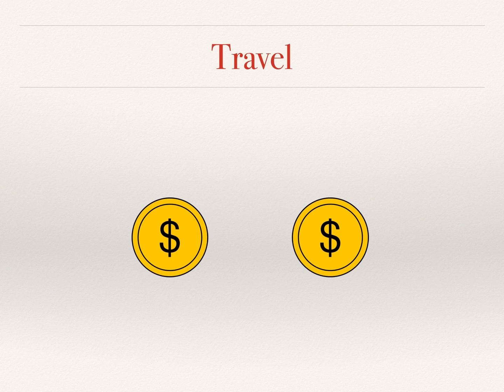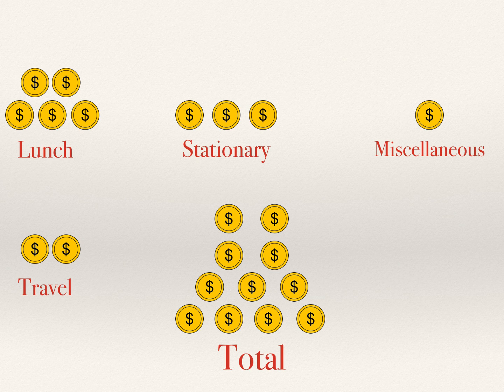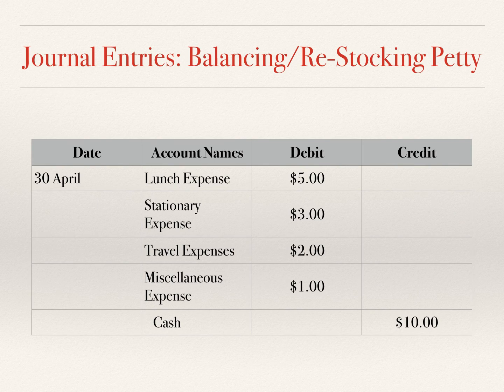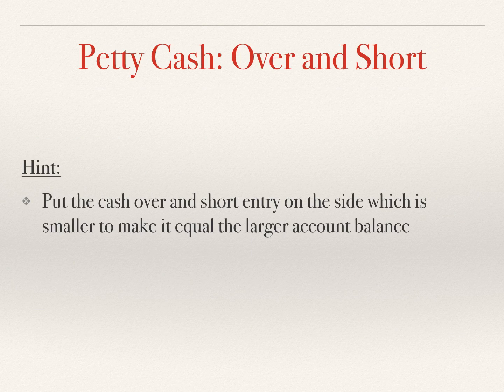However, let's say we spend another $2 on transportation expenses. The extra $2 brings up the expenses to $11. With the journal entries, here you can see the amount of expenses does not equal the amount of cash needed to bring the petty cash back to $15. Our expenses were $11, but the amount missing from petty cash is only $10. This is where the cash over and short entry comes in.